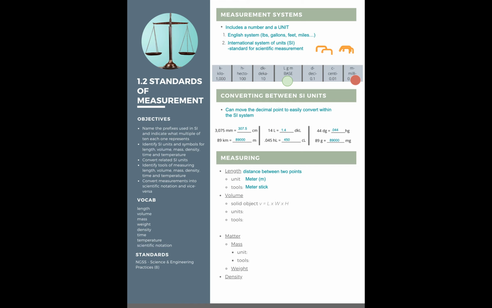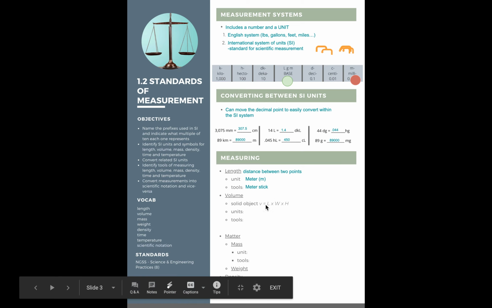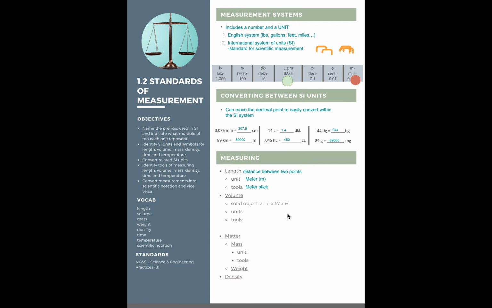Okay, a volume of an object is how much space something takes up. Okay, so for a solid object such as like a box, so let's say a Kleenex box, we can measure the length, the width, and the height with a meter stick, multiply those together to get the volume of the object. Okay, so because we're multiplying three different distance or length units, we're actually going to have a unit of centimeters cubed.